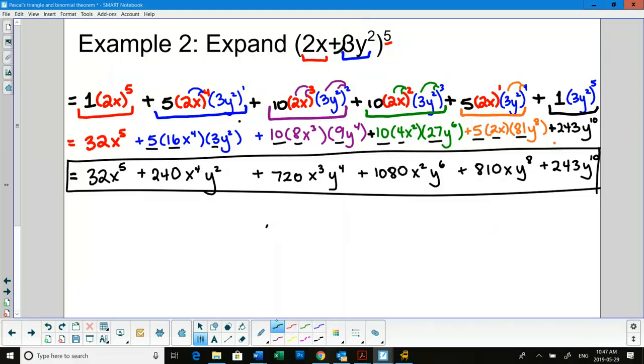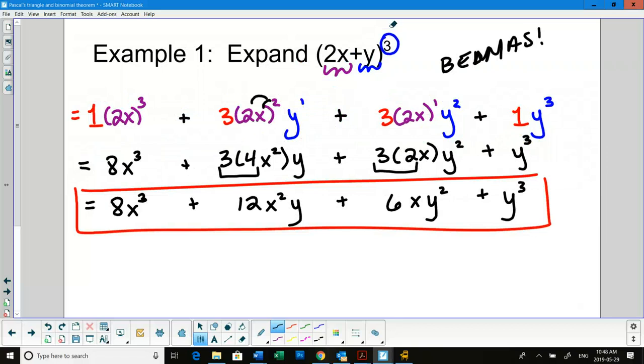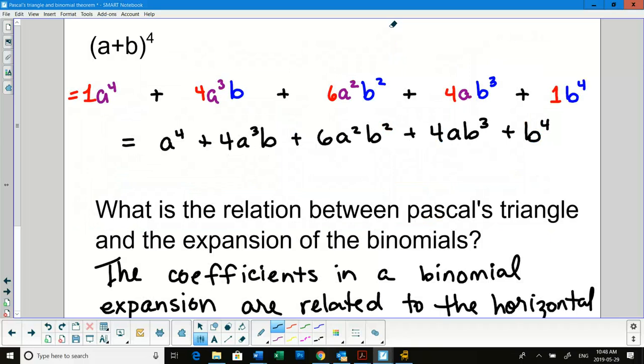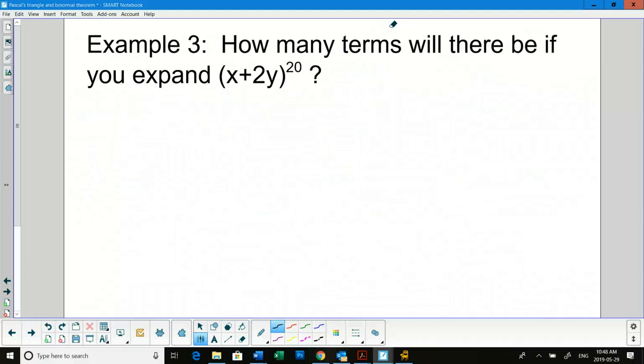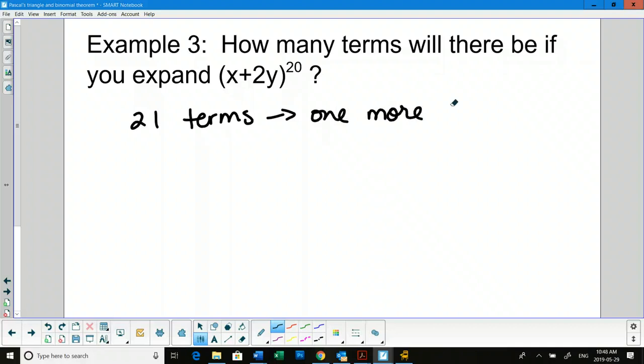Also, I want you guys to notice in all of our expansions that we've done so far, how many terms did we end up with when compared to our exponent value? So here we were expanding by exponent 5. How many terms did we get in our expansion? 6. Here we were expanding by exponent 3. How many terms did we get? 4. Here we were expanding by the exponent 4. How many total terms did we get? 5. So can you guys tell me if I expand to the exponent 20, how many terms I would expect to get in my expansion? 21 terms. Okay, so it's one more term than the exponent value.